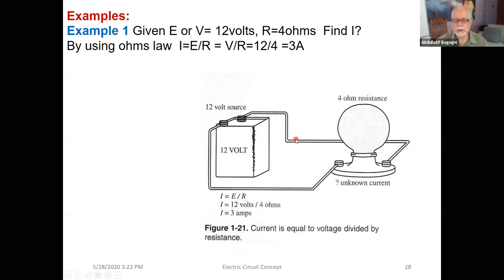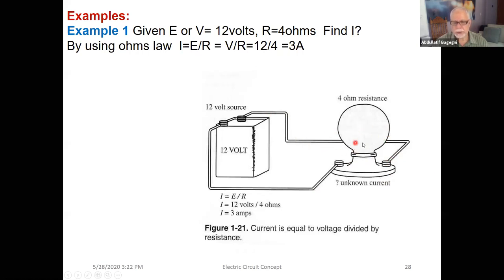Now, if we want to protect the lamp or the power supply from a short circuit that we mentioned, for some reason this wire gets loose and touches that wire, then the current will flow from this point directly through the wire.